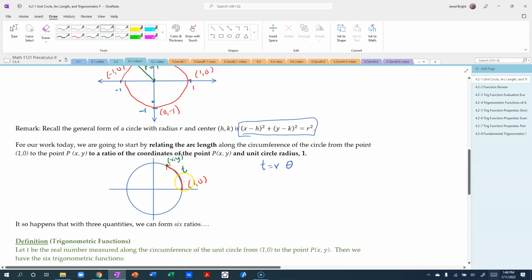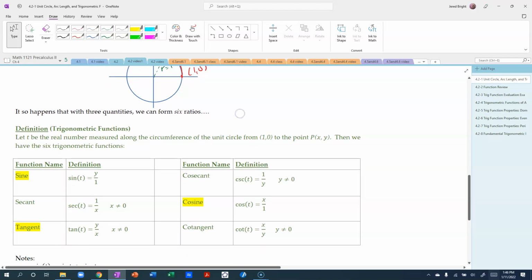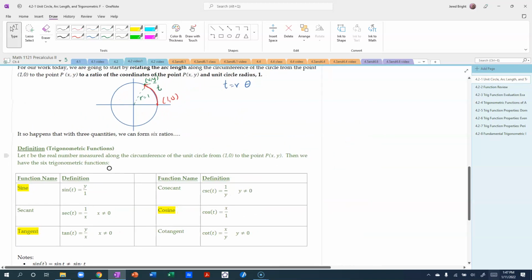It happens that this arc length, we can think of as an input into a function. We go along some arc length, and correspondingly, once we put in that arc length, we get some different ratios we can form using the x coordinate, the y coordinate, and the radius of the circle, which would be 1 since we're on the unit circle. And that's how we get these trig functions. If we look at the ratio of the y coordinate to the radius, again, that r is 1, then we get the sine function. It's not sin, it is sine. And then if we do the radius over the y coordinate, that would be the cosecant.